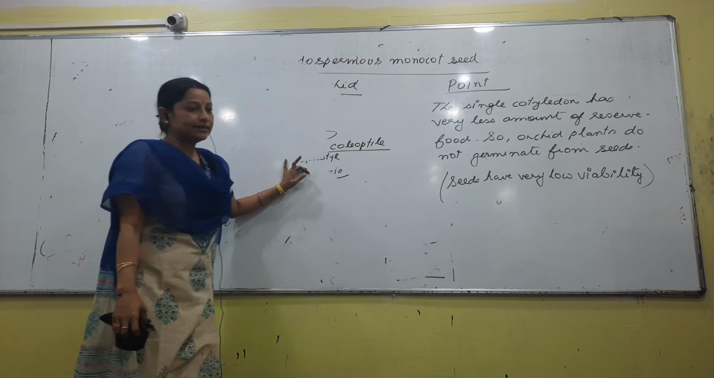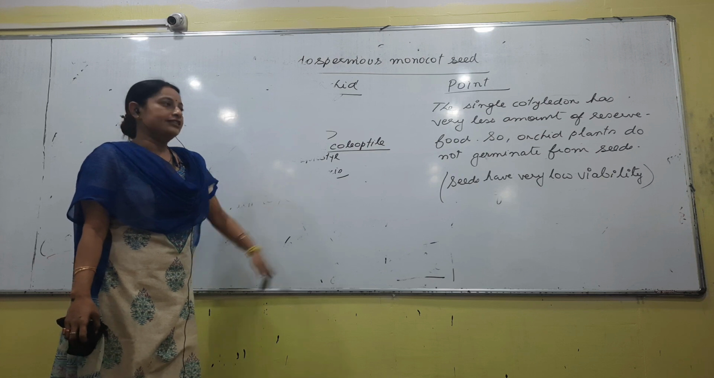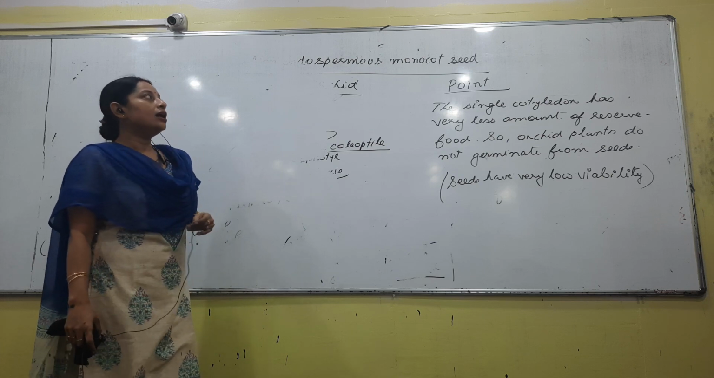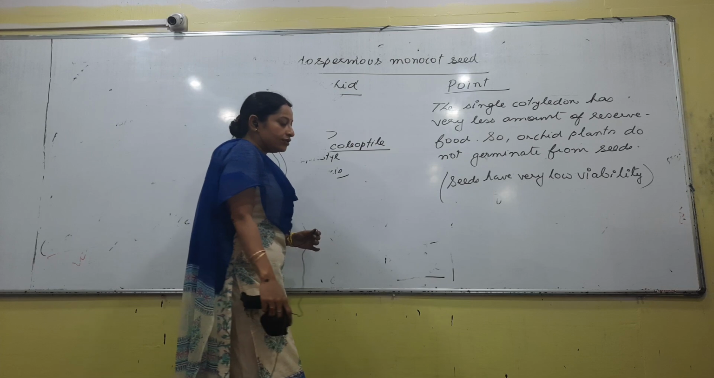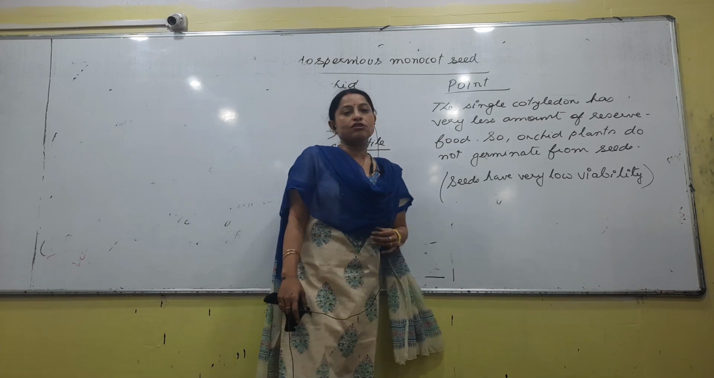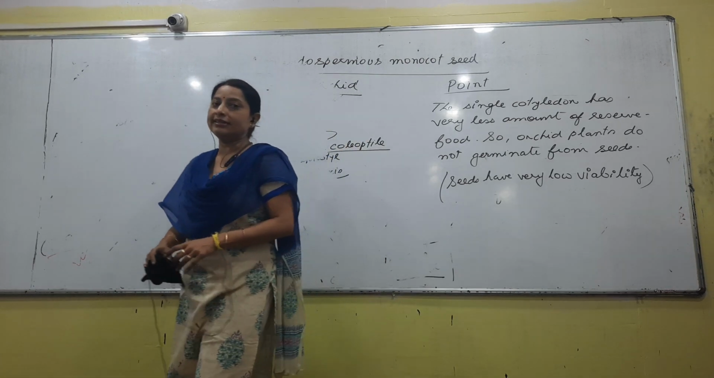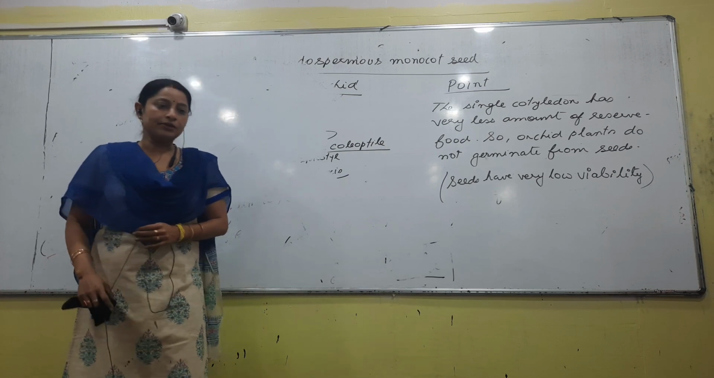In case of orchid, now non-endospermous seeds, when they germinate or not will depend on the amount of food that is present in the cotyledon. The cotyledon is very small, right?